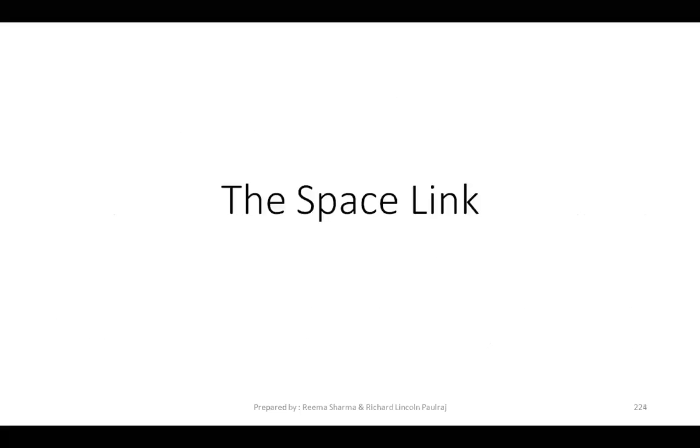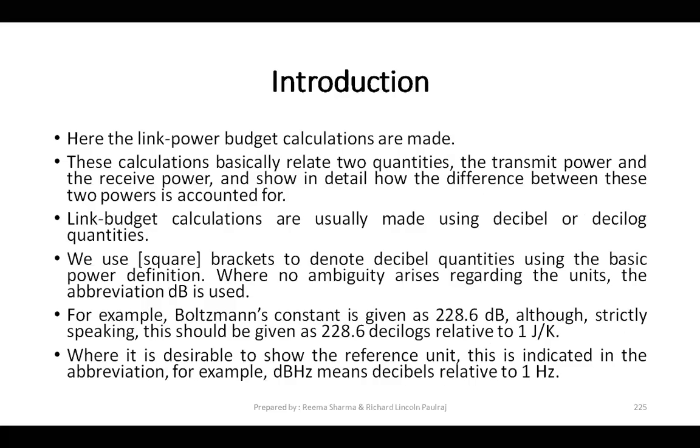Okay, so we will now start on something called the space link. We have right now seen the communications subsystems: power supply units, attitude control, thermal, TT&C, transponders, and then the antenna subsystem. Now we will be looking at the transmission side. In order to transmit these signals, what are the requirements? Here the link power budget calculations are made. This is very important. Link and power budget. Here you will also be looking into something called EIRP, equivalent isotropic radiated power. That concept also comes in when we discuss the space link. These calculations basically relate to two quantities, the transmit power and the receiving power.